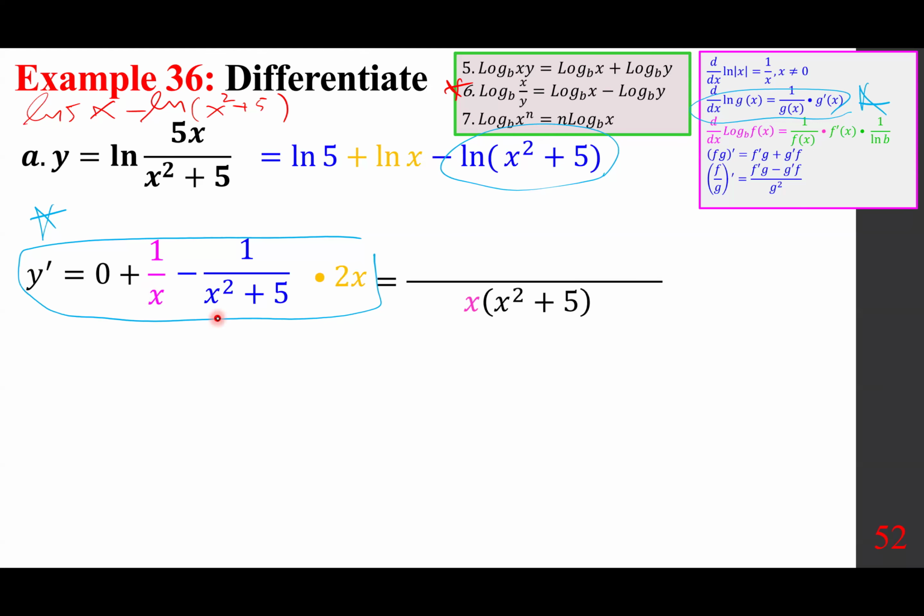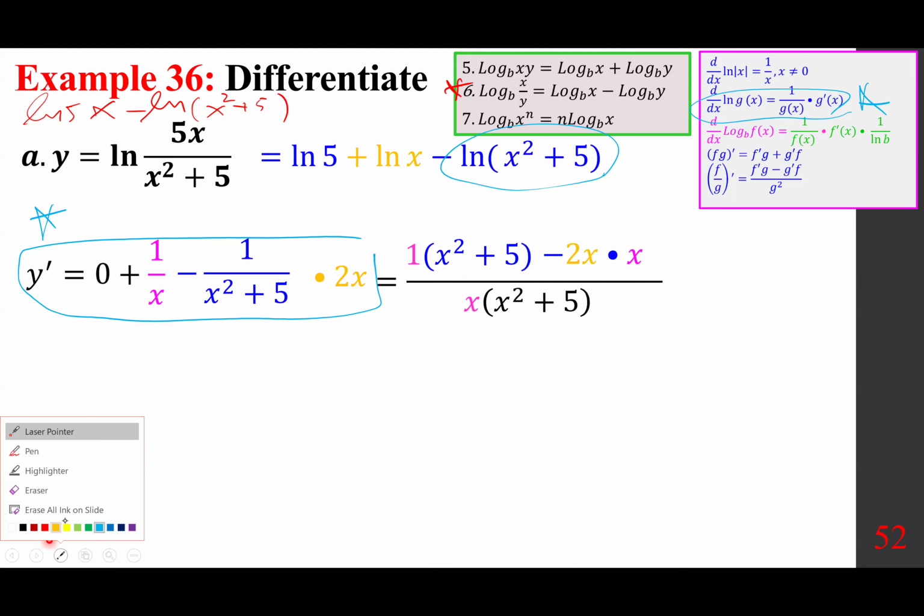Then what is the numerator? 1 times x squared plus 5 for this guy, minus 2x times x for the second one. I'm showing you exactly how to do this, LCD and coming up with the answer, elementary algebra. And so we are going to simplify the numerator.